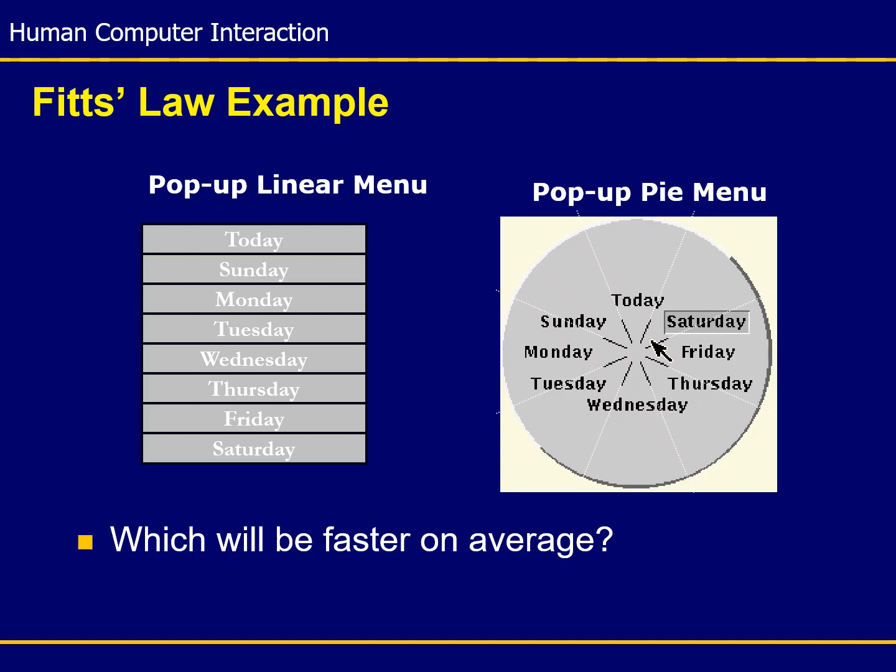Now let's rethink the design of the menu to make use of Fitts' law, and what we come up with is the menu on the right, which is called the pie menu. The pie menu will appear under the mouse cursor, where the cursor is in the center of the pie menu. The distance to travel to any one of the days is the same, and consequently it will take you, on average, the same amount of time to go and click on any one of the days.